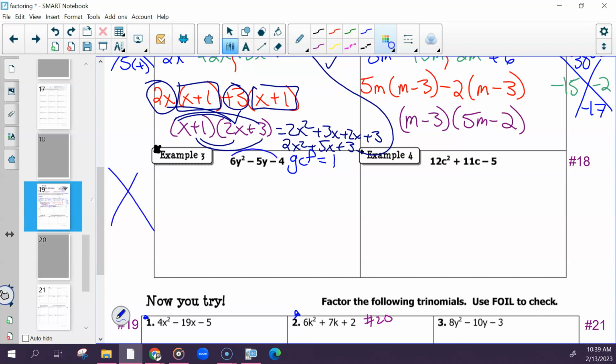Multiply 6 and negative 4. Negative 24. So two numbers that multiply to be negative 24 but add to be negative 5. So if it's negative 24, one of your factors has to be negative. What factors would work? Multiply to be negative 24 but add to be negative 5.